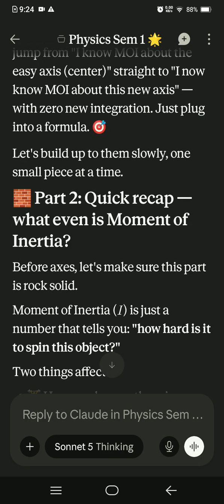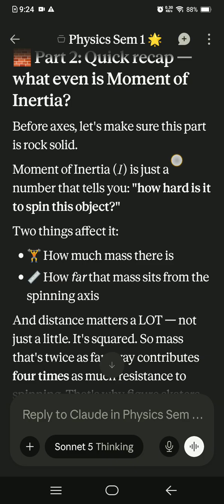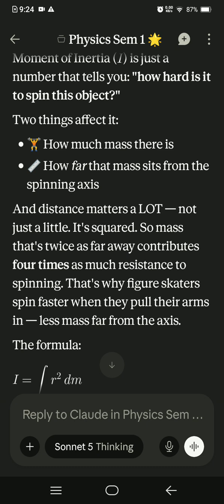Okay, so part 2, quick recap. What even is moment of inertia? Before moving on, let's make sure this part is rock solid. Moment of inertia is just the number that tells you how hard it is to spin this object. Two things affect it: how much mass there is and how far that mass sits from the spinning axis. And distance matters a lot, not just a little, it's squared. So mass that's twice as far away contributes 4 times as much resistance to spinning. That's why figure skaters spin faster when they pull their arms in, less mass far from the axis.